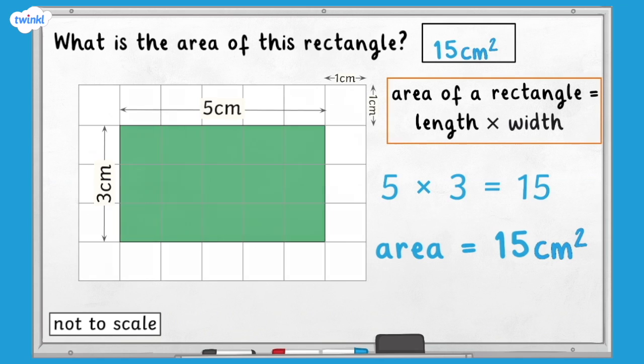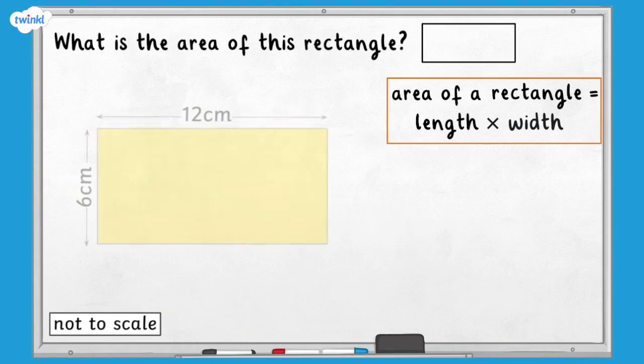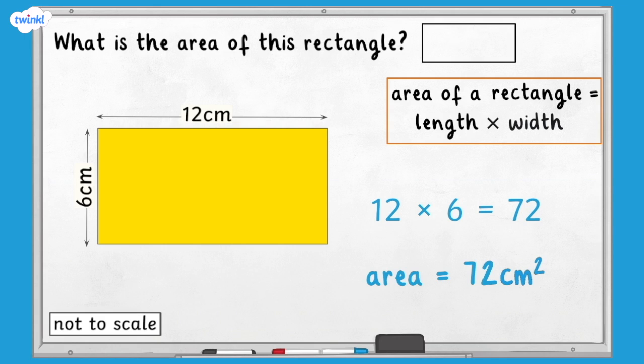Let's apply this learning to the next rectangle. This rectangle has a length of 12 centimetres and a width of 6 centimetres. Using the formula, we can calculate the area of the rectangle is 12 multiplied by 6, which equals 72. Because the lengths are centimetres, the unit we use is square centimetres. The area of this rectangle is 72 centimetres squared.